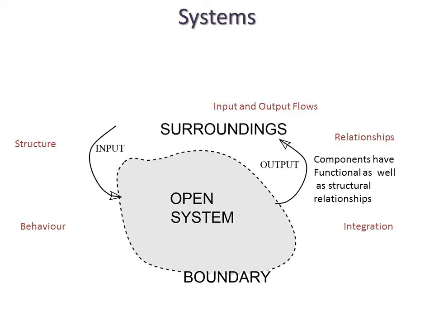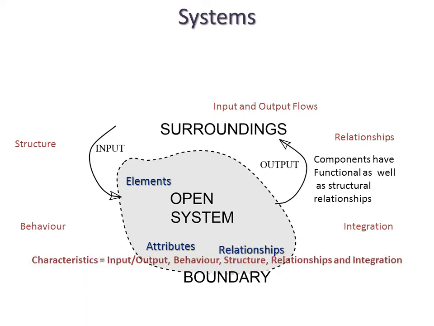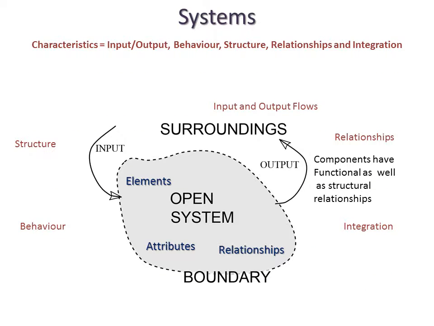By functional relationships, I mean that a relationship exists between the parts because there's flow and transfer of some type of information. Within the boundary, we have elements, attributes and relationships. So the characteristics are input and output, behaviour, structure, relationships and integration. And the properties within the boundaries are elements, attributes and relationships.